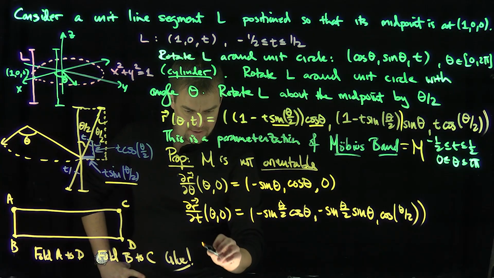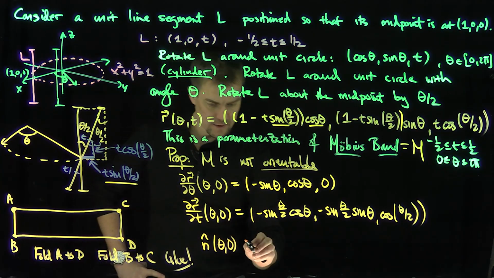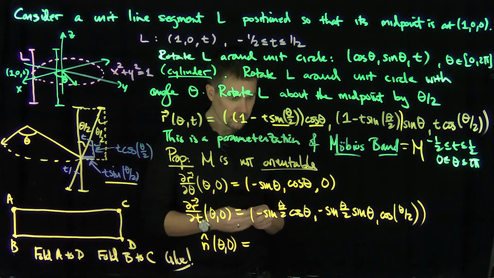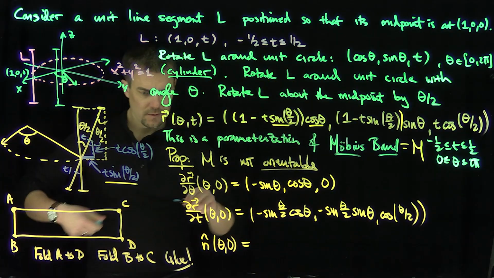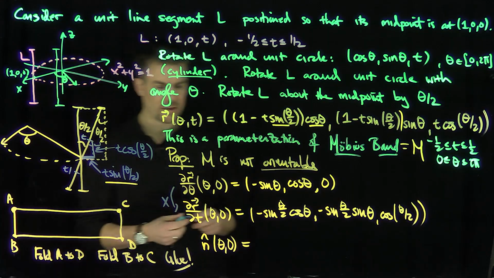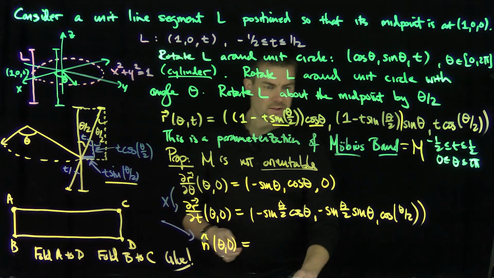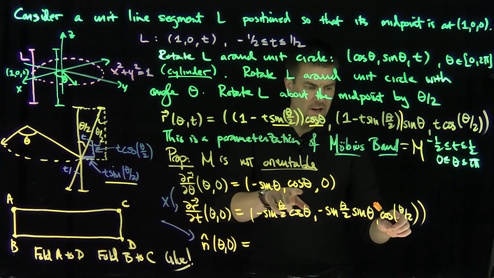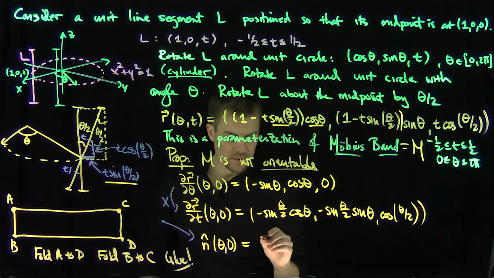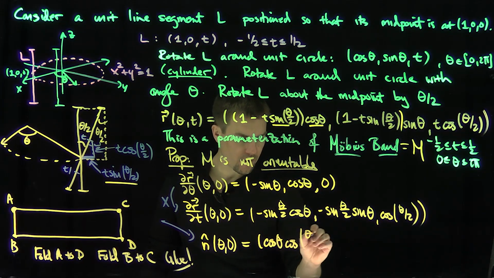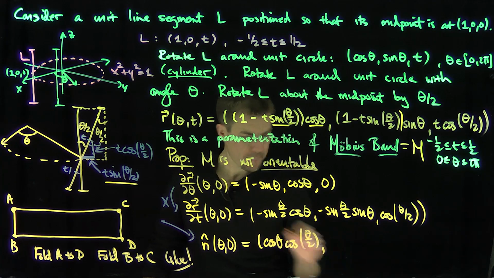So then my n hat of theta and 0 is going to be the cross product of these two things. And so let's do it. We're going to cross these things. Take the normal vector. Like that. Good. And so let's think of what's going to happen. So I do the i component. We're going to have a cosine of theta over 2, cosine of theta over 2 for that first entry.